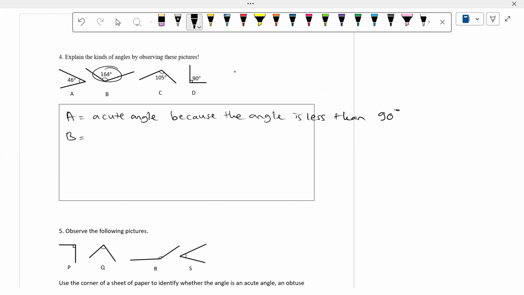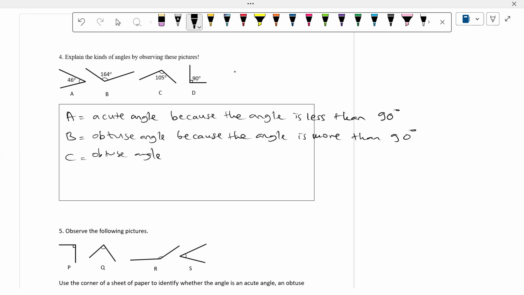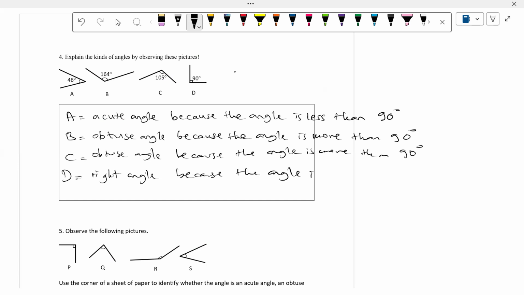B is 164. It is an obtuse angle because the angle is more than 90 degrees. And C is like B, so it is an obtuse angle because the angle is more than 90 degrees. And the D, look, it's exactly 90 degrees, so it is called a right angle because the angle is exactly 90 degrees.